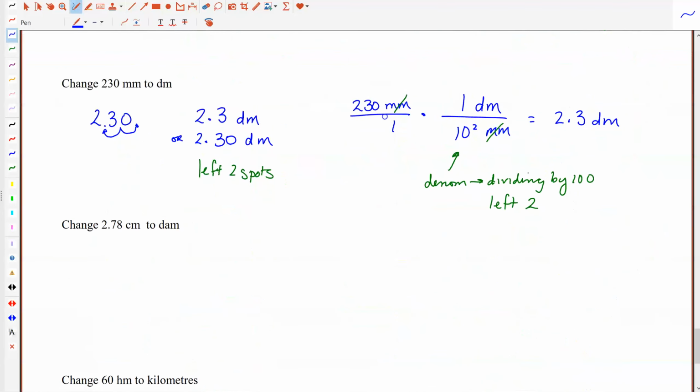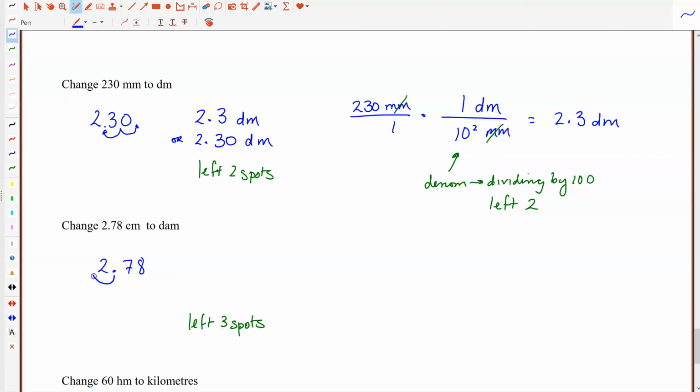All right, so let's come back down here. All right, so in 2.78, we want to go left 3 spots. Okay, so I'm going to put my pencil where the decimal point is and go 1, 2, 3. That's where I want my decimal point to be. We're going to need to put in some filler zeros on that one. So then my final answer would be 0.00278 and then decameters.